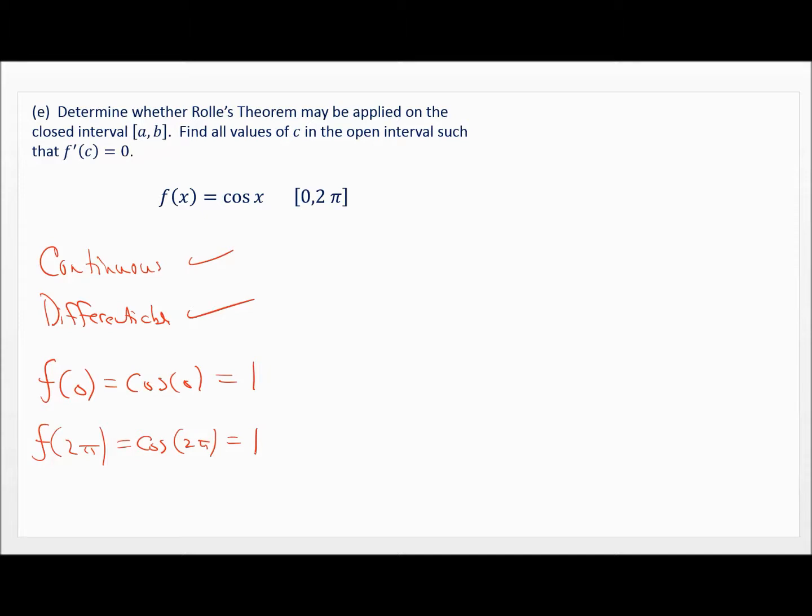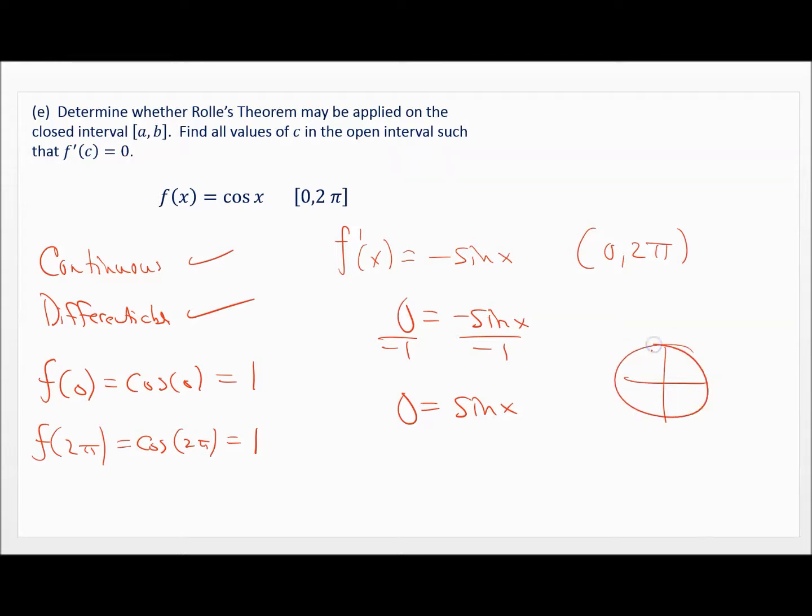So here's what we know. We know that if we take the derivative of this function, let's do it. So f prime of x is equal to negative sine of x. That means Rolle's theorem says that somewhere between 0 and 2 pi, that's equal to 0. So I set that equal to 0, negative sine of x. I solve the equation by dividing both sides by negative 1. So I'm solving 0 equals sine of x. Now ask yourself, on the unit circle, sine is a y value. Where is sine equal to 0?